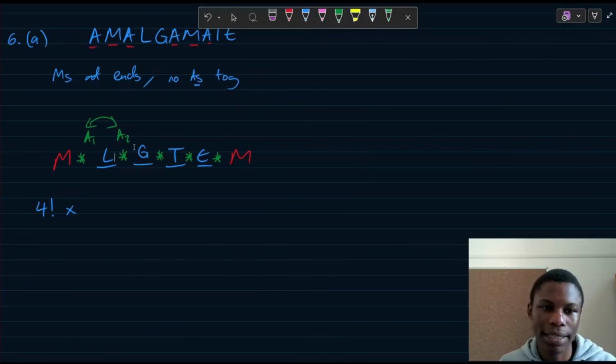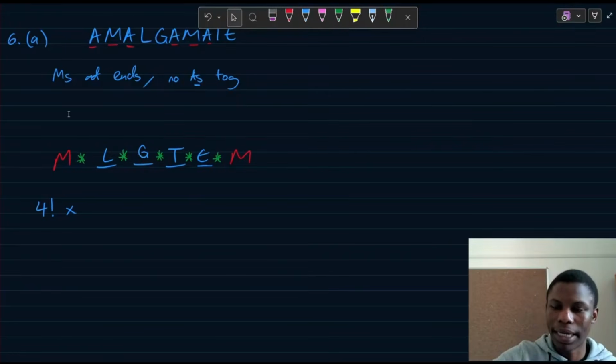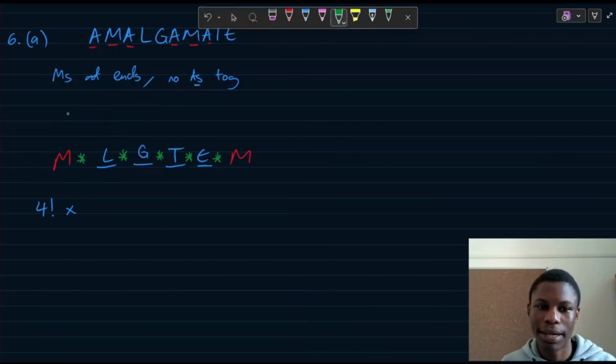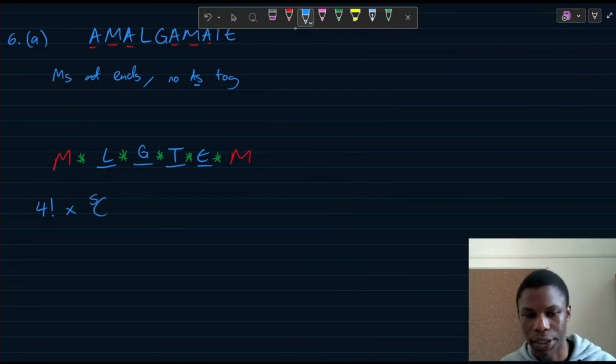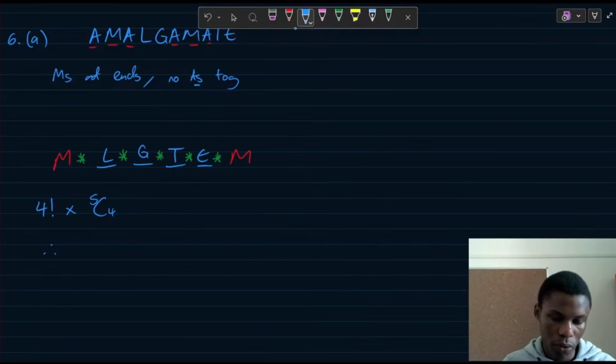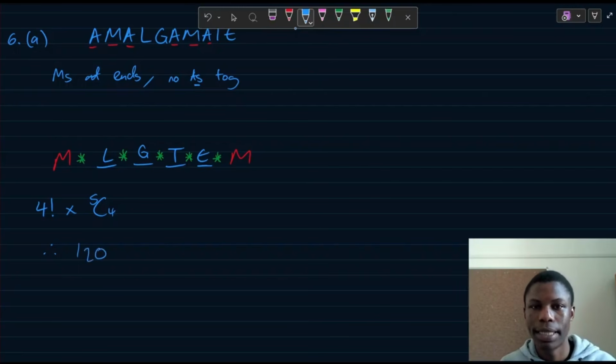But since these are identical, I can just use a combination and say that I'm trying to arrange 4 A's into 5 spaces. Since they're identical, it becomes a combination. So 5 choose 4, and that's 4 factorial times 5 choose 4. Where is my calculator? What does that give us? That is 5 times 4 factorial, which is 120. And that is the final answer.